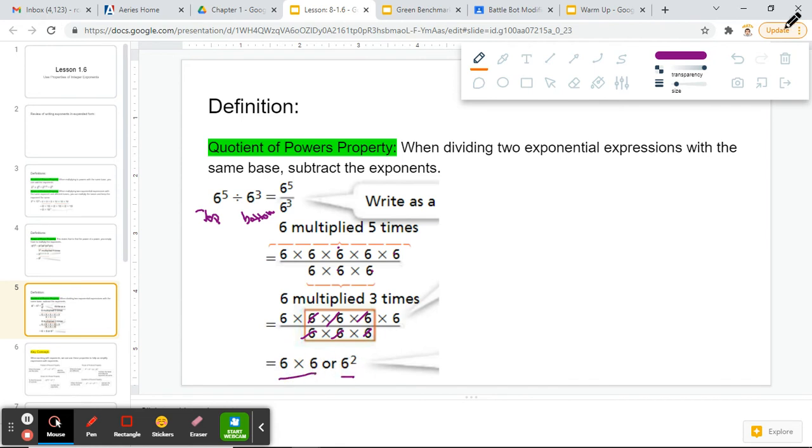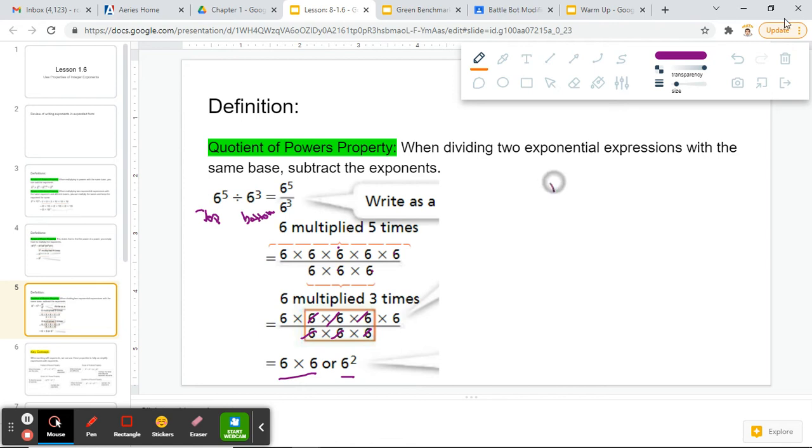Now we could have also solved this one from just subtracting from the get-go. If we would have noticed on this step here that we could invoke our quotient of powers property, we could have done 6 to the 5th divided by 6 to the 3rd. 5 minus 3 is 2, so you'd be left with 6 squared.